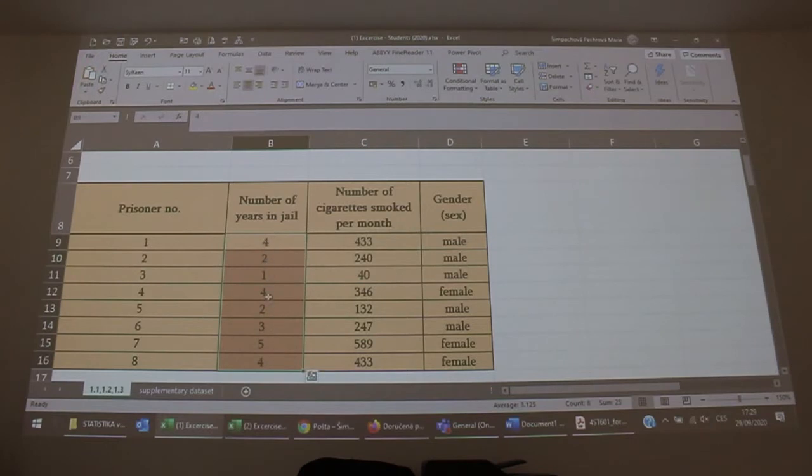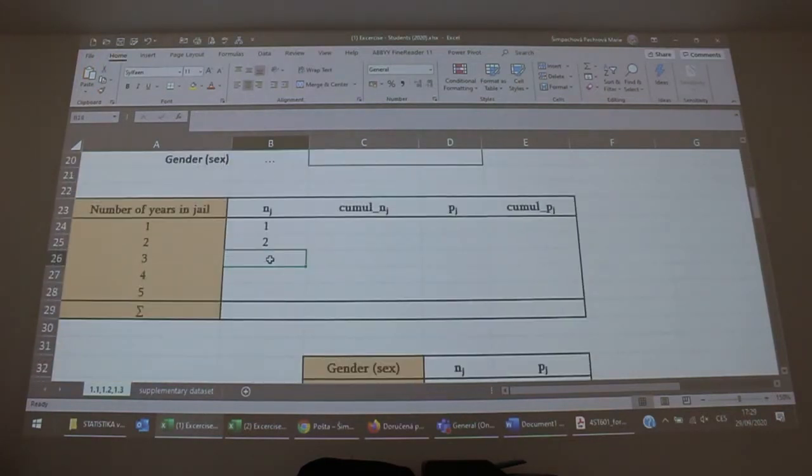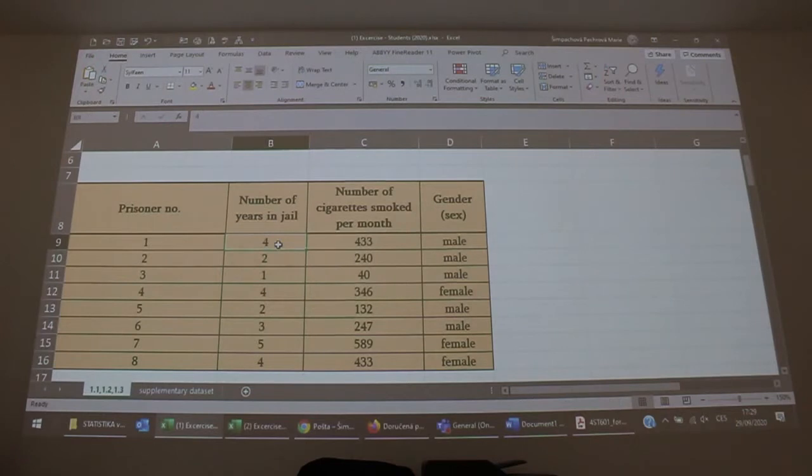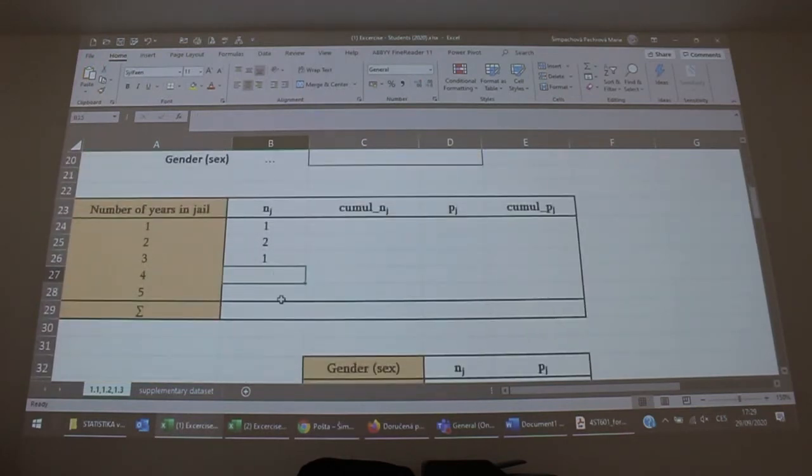And we can continue. How many times can you find in this table value 3? Only 1 time, so you can write here value 1. If you check this top table, you can find value 4 here, here and here. So 3 times value 4 years. And there is only this one female spending in jail 5 years. So we will write here 3 times is present value 4, and 1 time is present value 5. Okay, so absolute frequencies Nj.